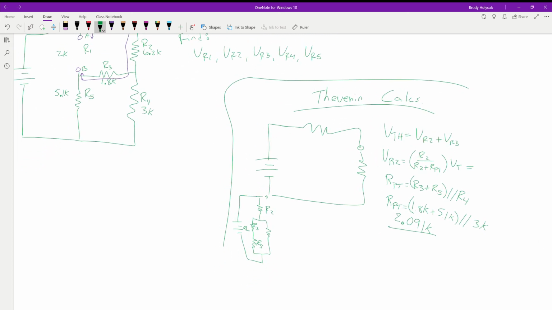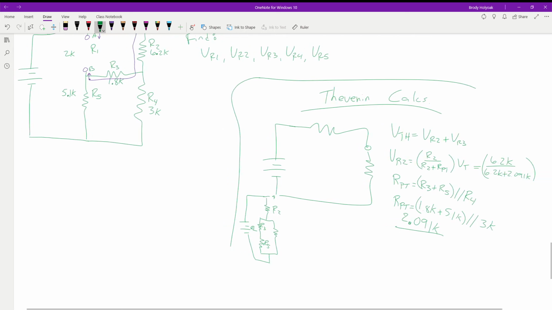So, coming back into here, we have 6.2K divided by the 6.2K plus the 2.091. And then that's multiplied by our 41.